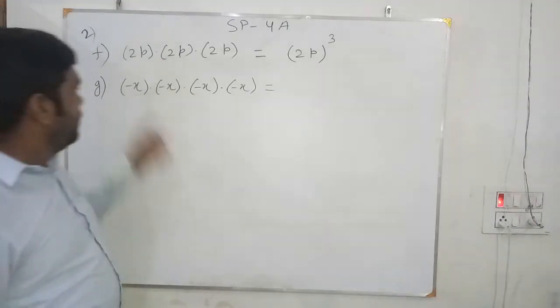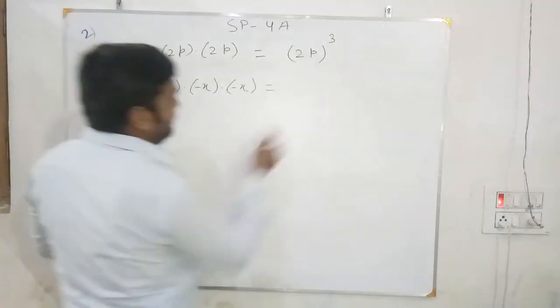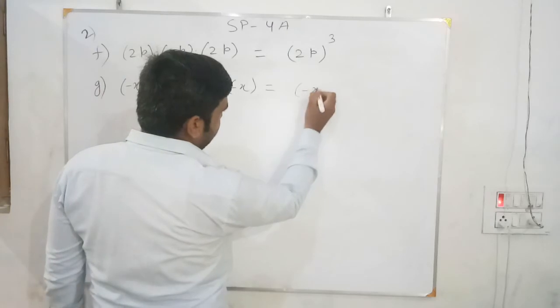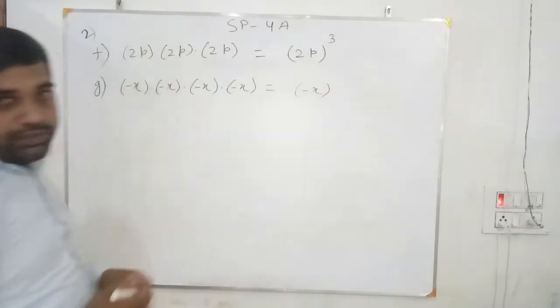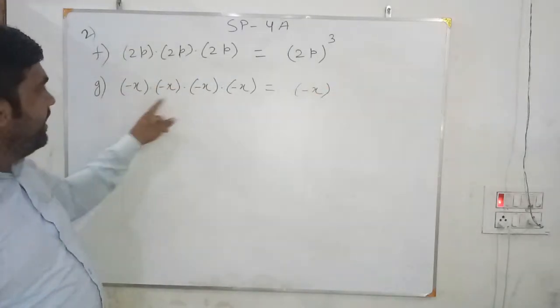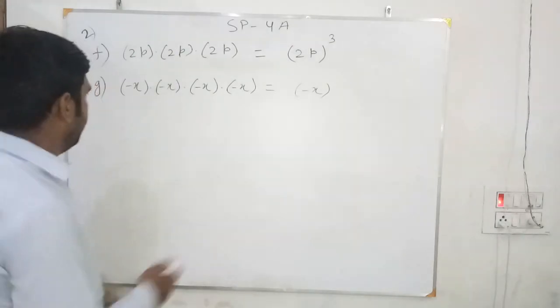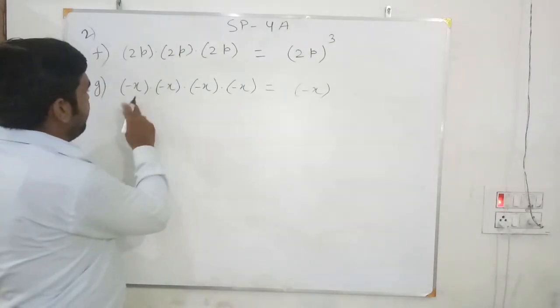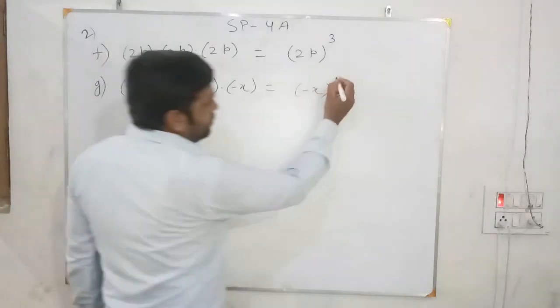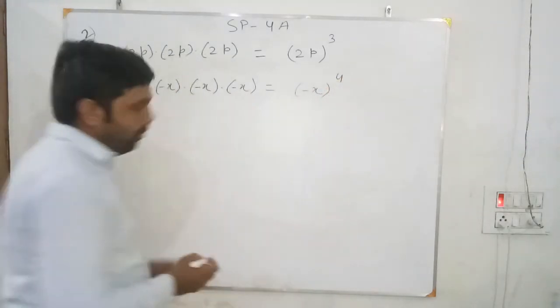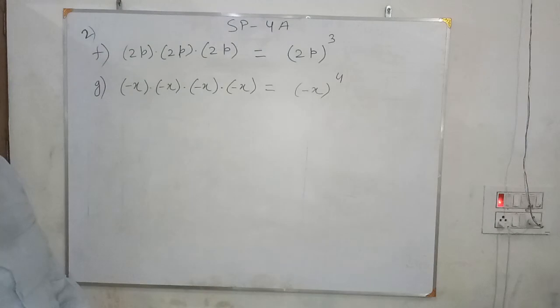So the base is what? This minus x. So write the base first: base is minus x. Now count how many times this base is multiplied: 1, 2, 3, 4. So the exponent should be 4. Okay, next question is 2h.